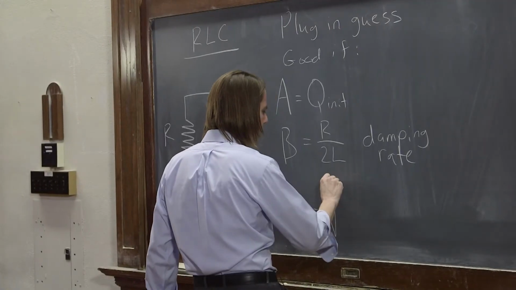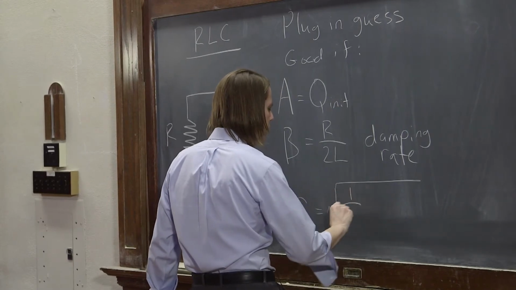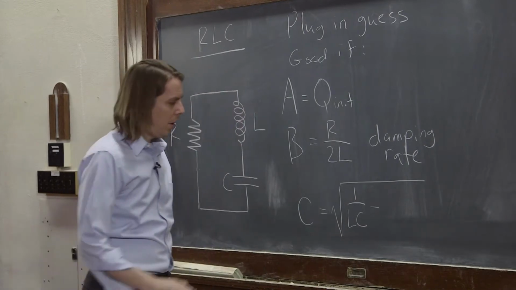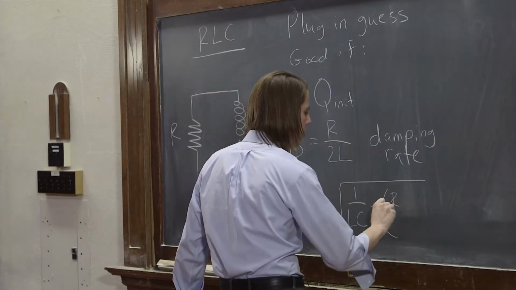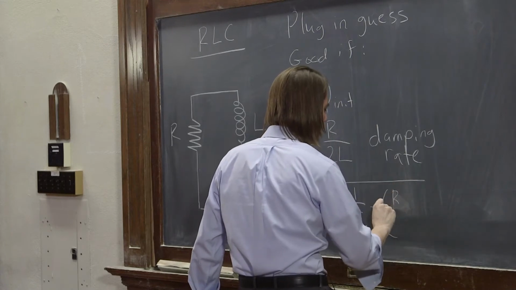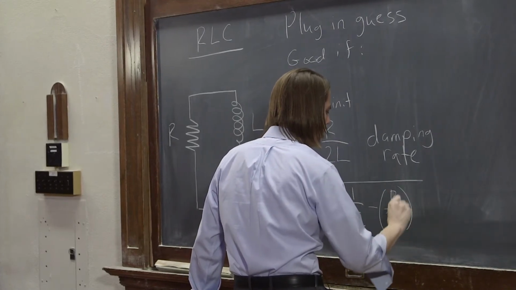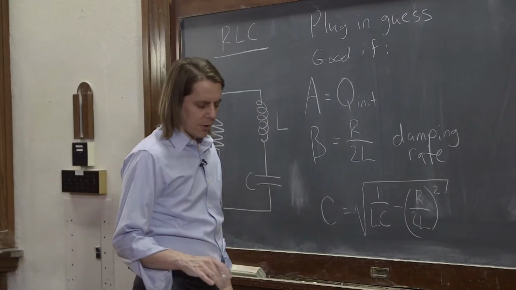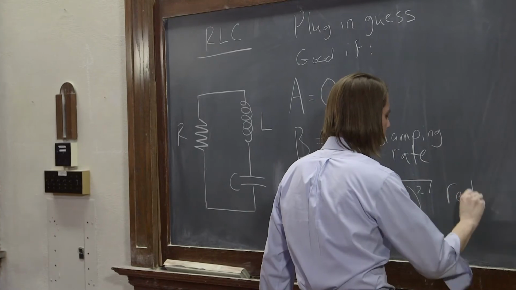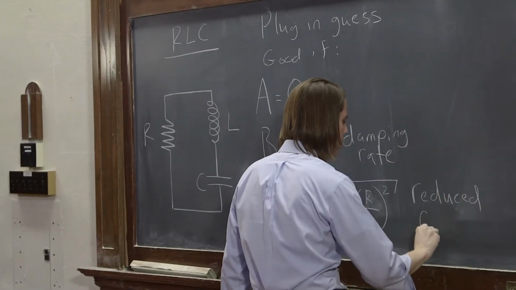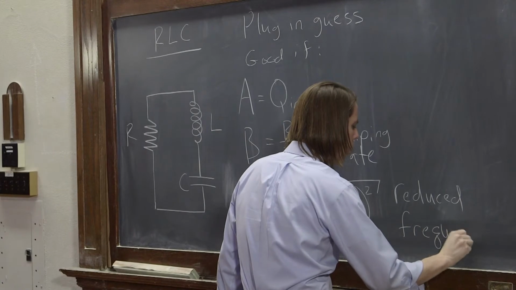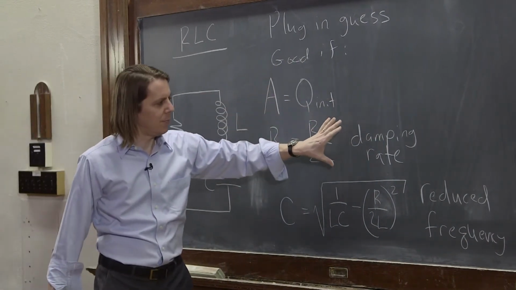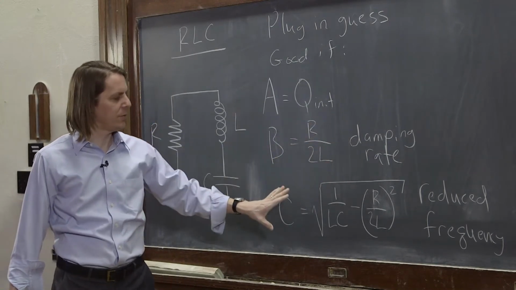C is the square root of 1 over LC minus R over 2L squared. And that is the reduced frequency, or it has a lot of names. What that's telling you is you'll have some initial charge, the motion will be damped, and it will be an oscillation. This is the frequency of the oscillation.